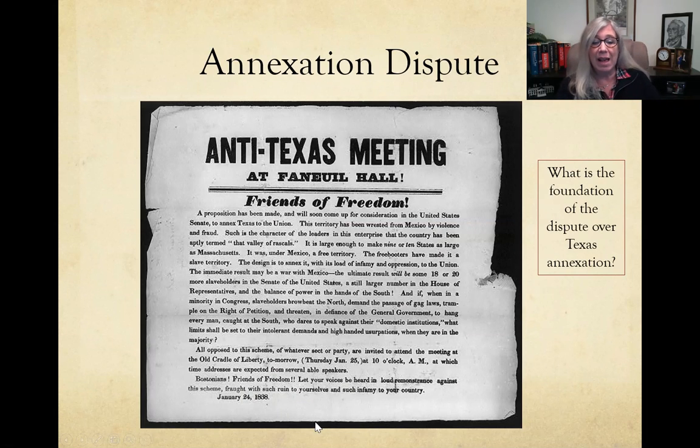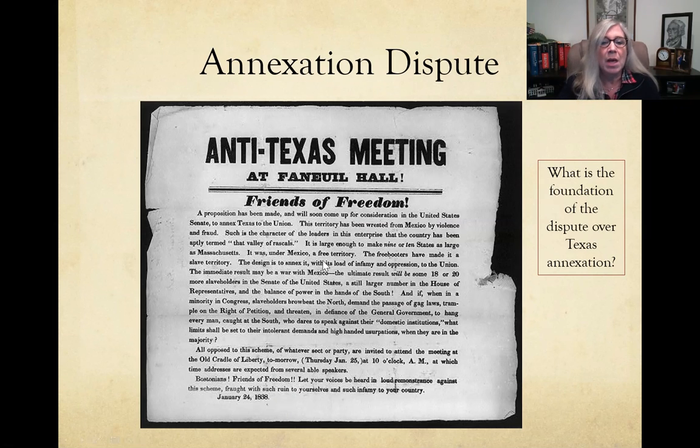All right, so look at this advertisement. This is from January of 1838. And it's from Boston. Faneuil Hall is one of the historic meeting places in historic Boston. And look what it's saying, anti-Texas meeting. What state is Boston from? Massachusetts. That is correct. That's going to be our textile leading state there in textiles.